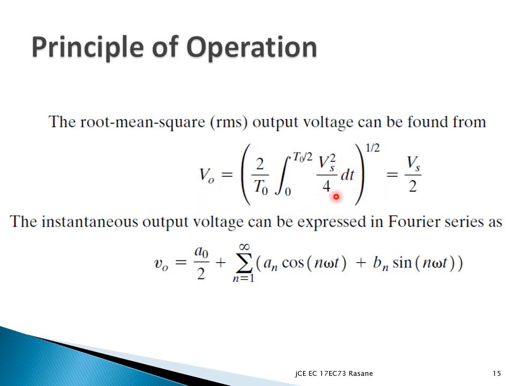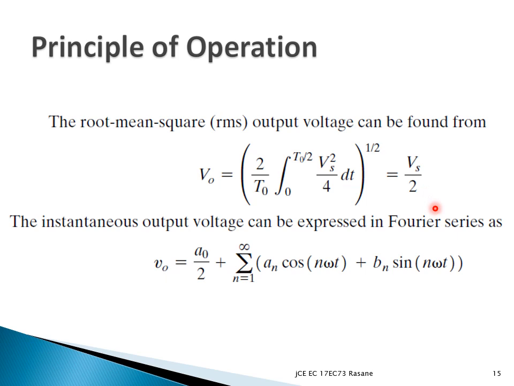We know the formula. And if I solve it, this becomes T0/2, and 2/T0 cancels out. And Vs²/4 becomes Vs/2 because of this root sign. And this becomes the output voltage, which is Vs/2. This is the RMS output voltage.